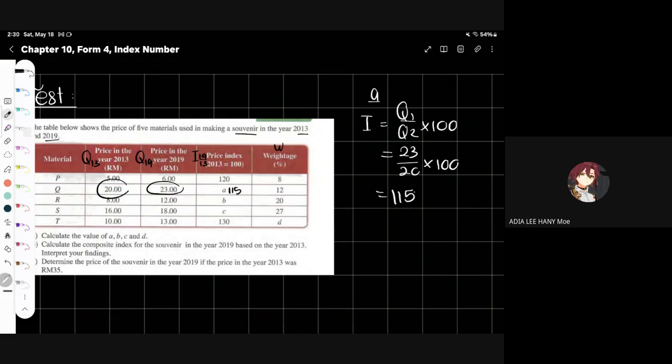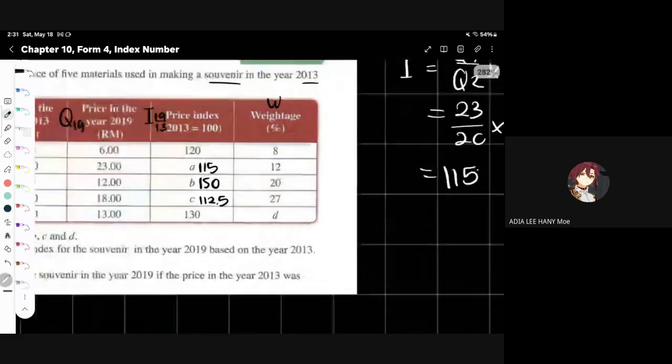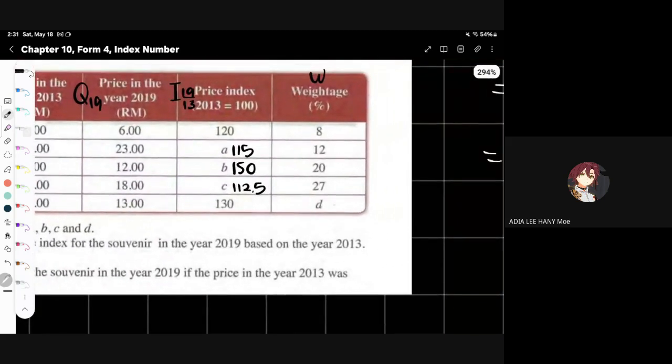And B, I'm too lazy, so I'm just going to use my calculator. So this times 100 and then divide by 8. I'm just too lazy to write it, basically. So times 100 divided by 8, you should get 150. Okay. And then 18 times 100 divided by 16, you should get 112.5. Okay.